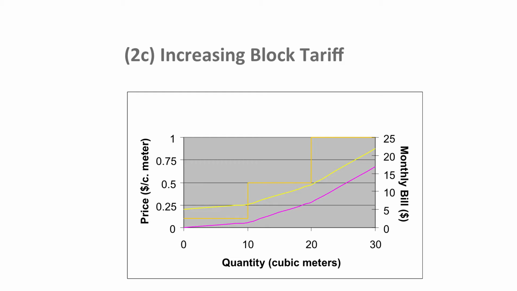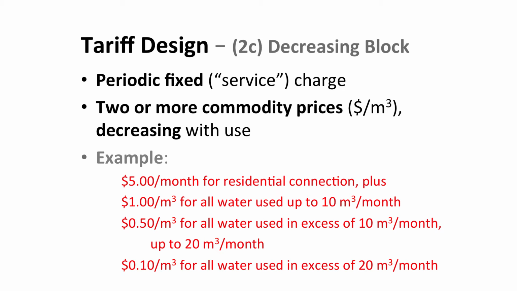water use. Next, I will show you a two-part tariff with a positive fixed charge and a decreasing block volumetric component. The two-part decreasing block tariff again has a positive fixed charge of $5 per month. For the volumetric component of the tariff, for quantities up to the first 10 cubic meters per month, you are charged $1 per cubic meter. If your water use exceeds 10 cubic meters per month, then you are charged 50 US cents per cubic meter for all water in excess of 10 cubic meters per month, up to 20 cubic meters per month.